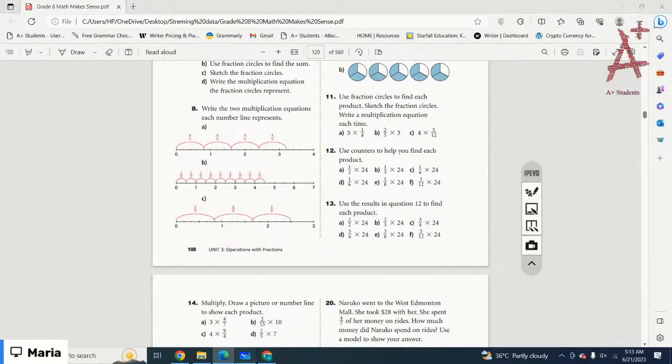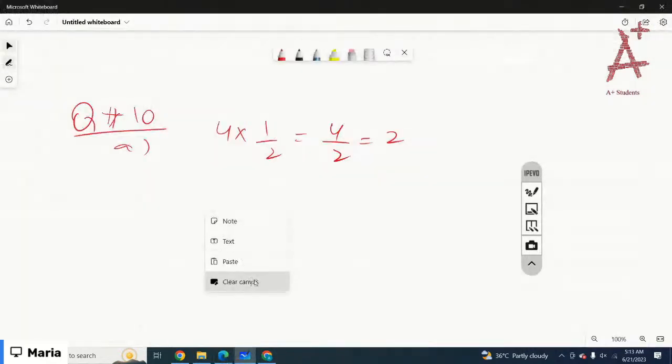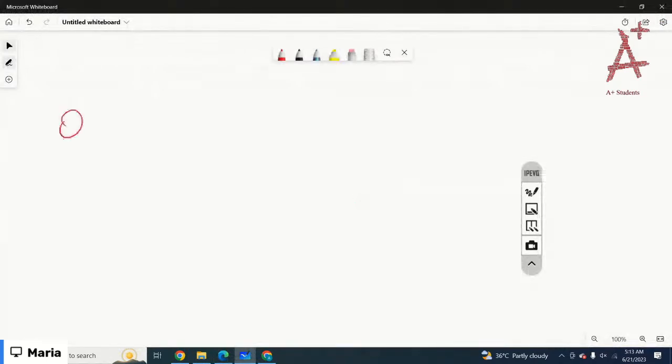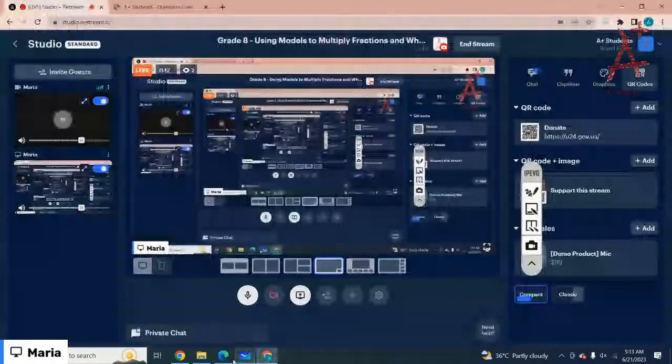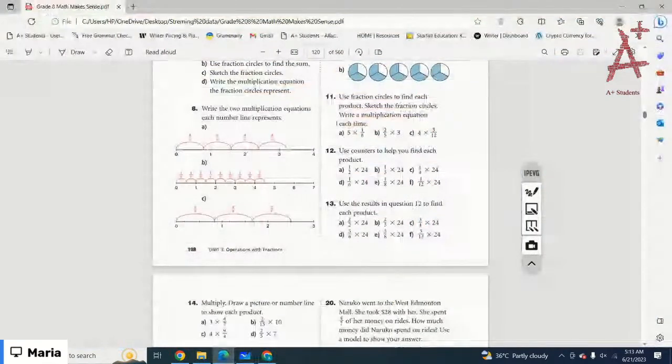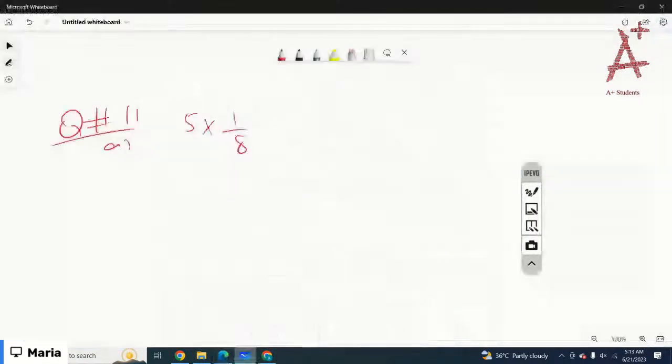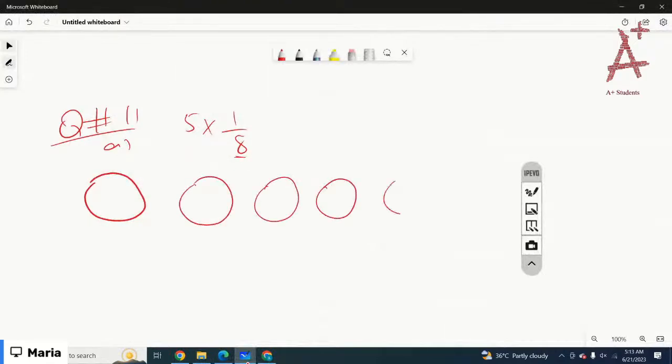Question number 11a. Okay, sorry, let me read it again. Use fraction circles to find each product. Okay, you have to make fraction circles. Got it? So how do we make fraction circles? That means you have 5 circles. 1, 2, 3, 4, and 5. Each of the circles has 8 portions.